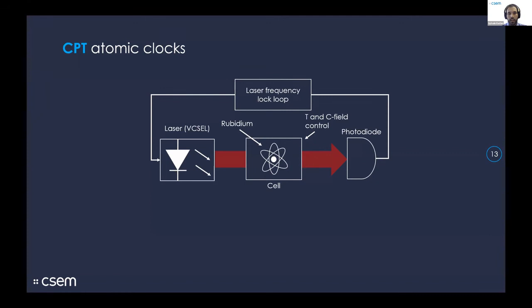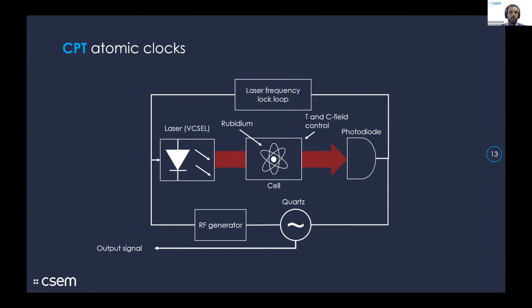And then we add a second loop, which is the clock loop. And here we modulate the laser with an RF frequency at exactly the hyperfine frequency of the rubidium. And we lock this RF frequency to a minimum of absorption. So that way we lock a quartz, in fact, to the hyperfine frequency of rubidium of the atom. And we then get an output signal that is linked to the atoms, so a stable output signal.